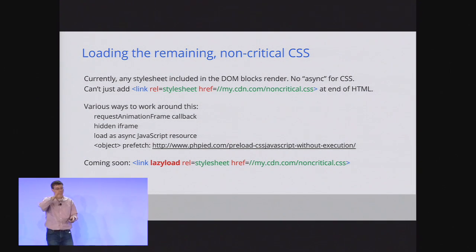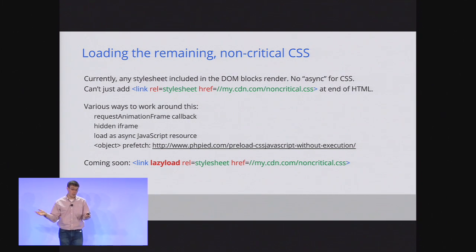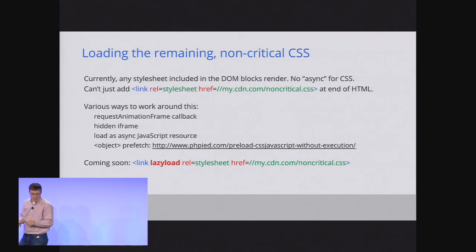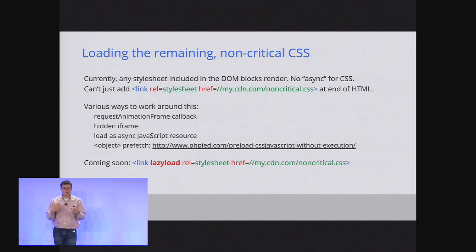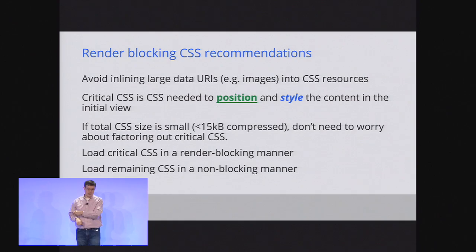You can use request animation frame, so you sort of wait for the first paint. You could load the resource in a hidden iframe. You could actually load it as JavaScript. I've seen people do this, right? JavaScript has async, so you can load a CSS resource as JavaScript. As I say each of these, part of me is feeling not great. This is really not the kind of API we want for this kind of thing. But fortunately, the lazy load attribute is coming, and that'll be the right thing to use once that's shipped.